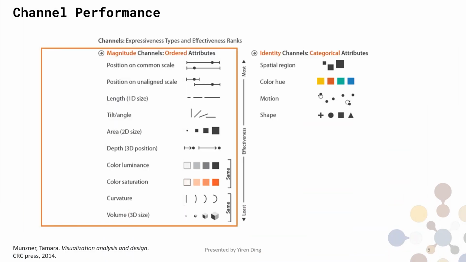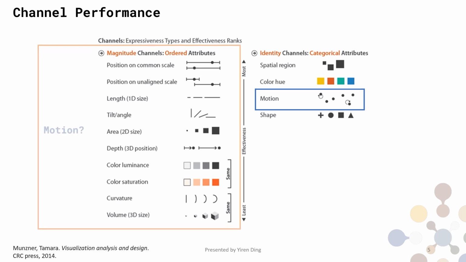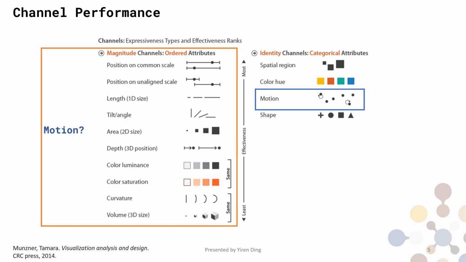This is the canonical ranking of effectiveness of common data encoding channels. As we can see, motion does not even belong to the magnitude channels, which means we usually do not use motion to encode numerical data values. But particle wind flow map does use motion to encode wind speed data, which makes it unique.